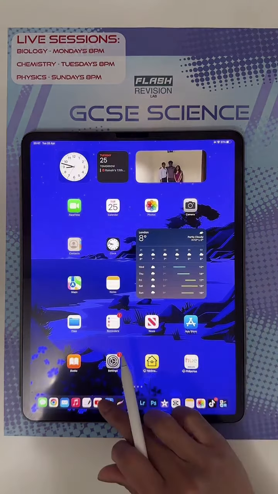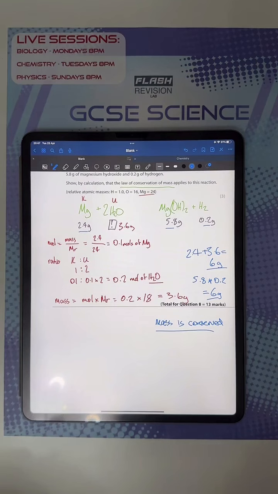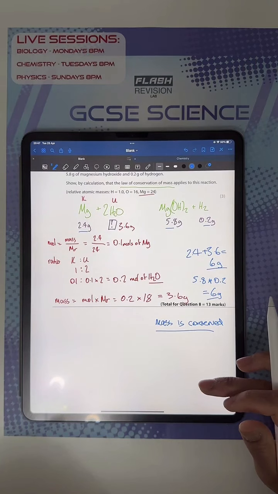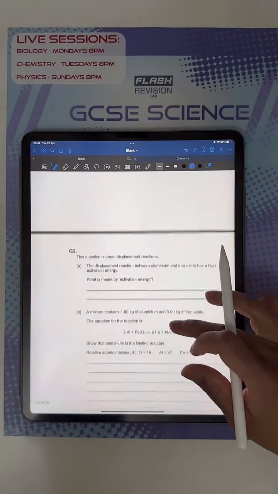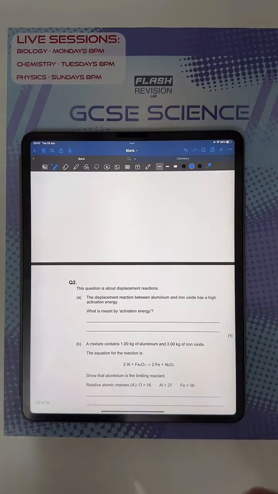But back to the questions. Let's go on to the next one. What exam board is this? This one was AQA. Okay. Next question. We don't have a lot of time.